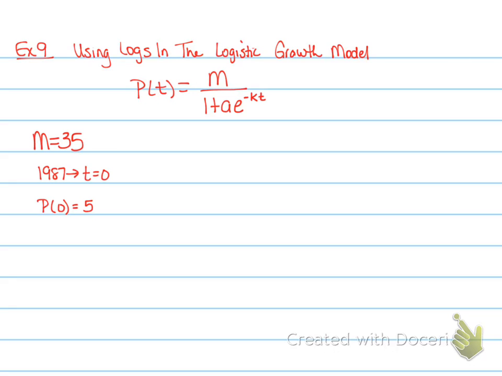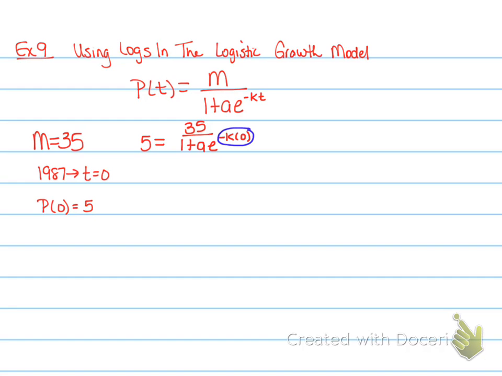All right, so we're going to use this first so that we can find an A, because we don't have an A, and then once we find A, we can plug it in to find our K, our growth rate. So using this equation here, we know that P of T, so 5, is equal to 35 divided by 1 plus A e to the negative K, but we know T is 0. And this is how we're able to solve for A, even though we have other variables. When T is 0, that's going to make that exponent be 0.